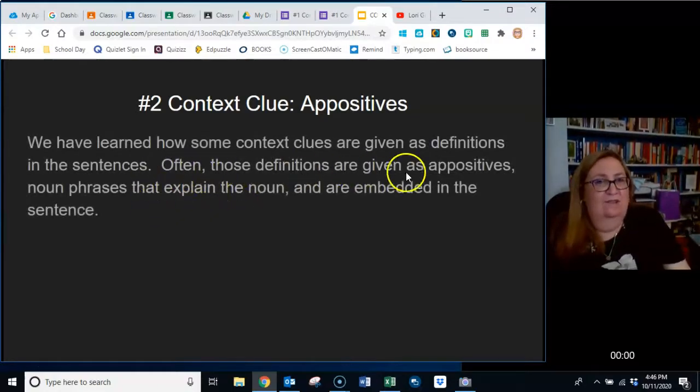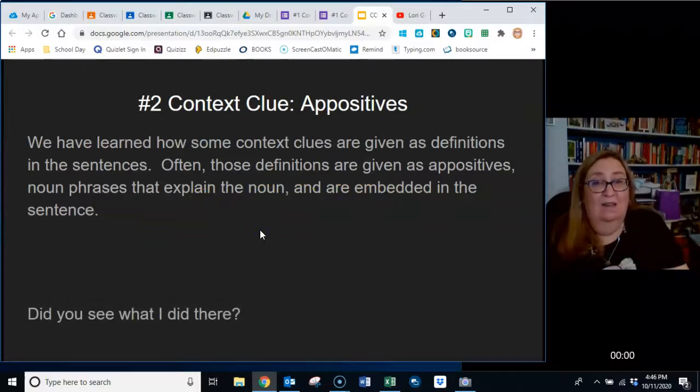Often those definitions are given as appositives, noun phrases that explain the noun and are embedded in the sentence. Did you see what I did there? So here I gave you a word. Those definitions are given as appositives. And then I put a comma. And then I told you what an appositive was. Noun phrases that explain the noun, comma. And then I went back to my sentence and are embedded in the sentence.